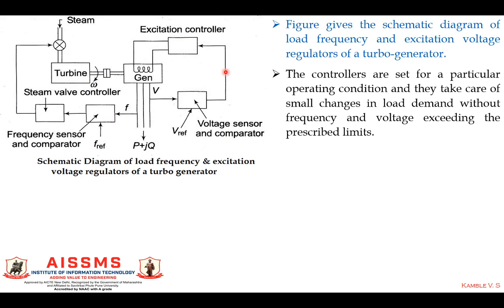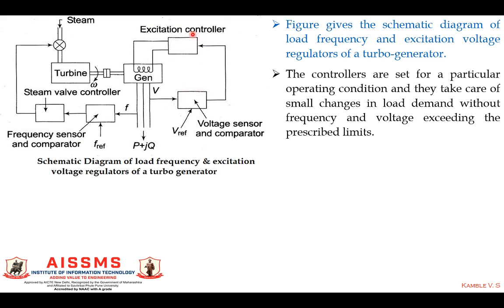So these controllers, that is the excitation controller and the steam valve controller, are set for a particular operating condition. These two controllers take care of small changes in load demand without frequency and voltage exceeding the prescribed limits. Just now I told you, for frequency, plus or minus 0.5 hertz is the desirable change. If the frequency goes beyond that, the devices on the load side will get damaged. Similarly, plus or minus 10% change in the voltage is also desirable.